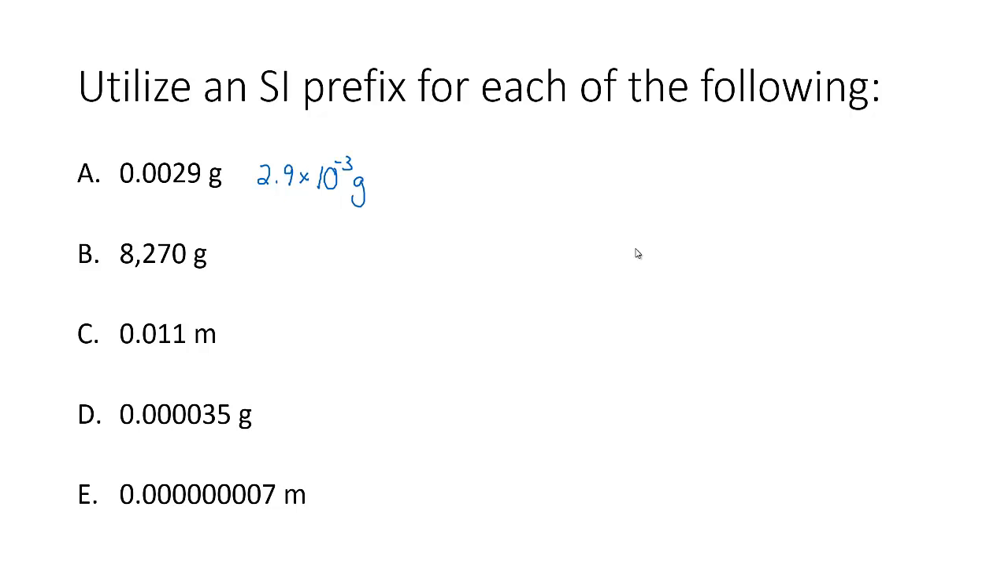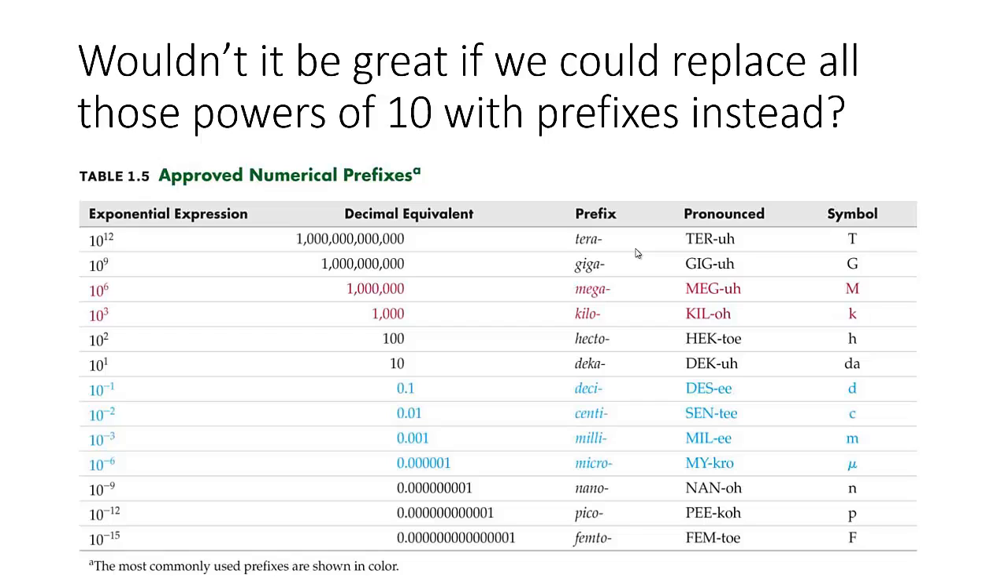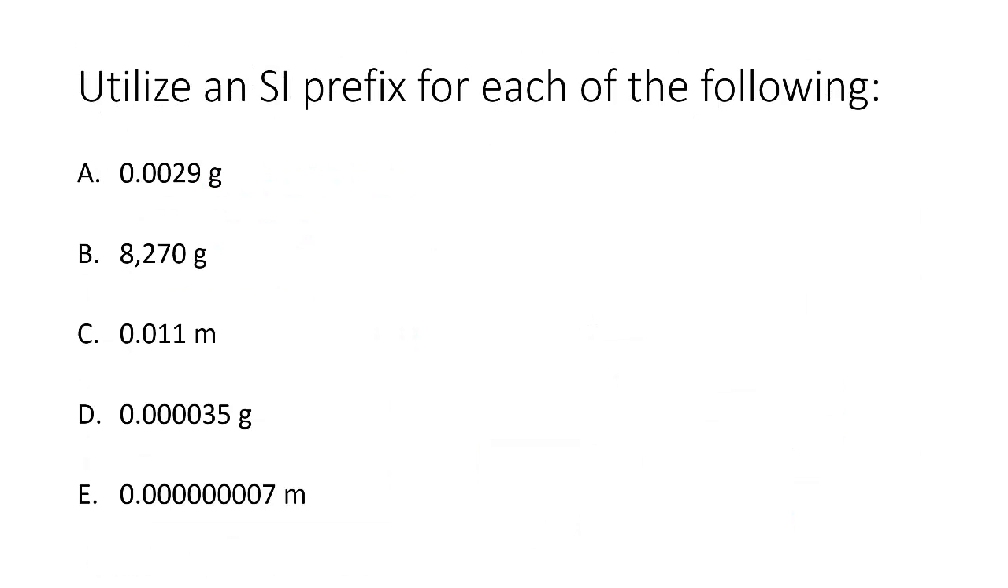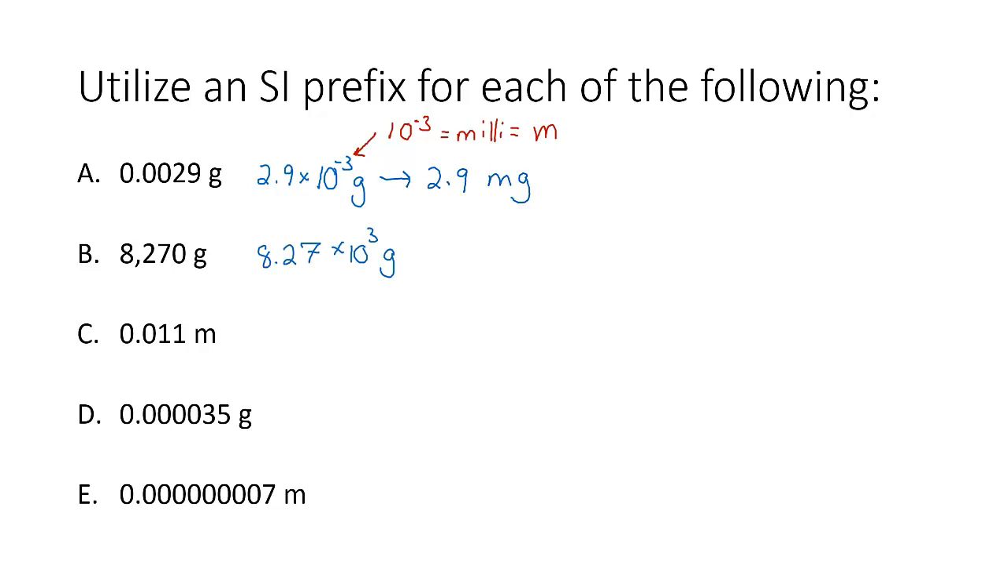So for this one, it becomes 2.9 times 10 to the minus 3. Now if we look on our chart on the previous page, 10 to the minus 3 is the same thing as saying milli. So we can just directly substitute in milli for 10 to the minus 3, and milli is represented by a lowercase m. So this becomes 2.9 milligrams, and instead of writing 10 to the minus 3, you just write milli.